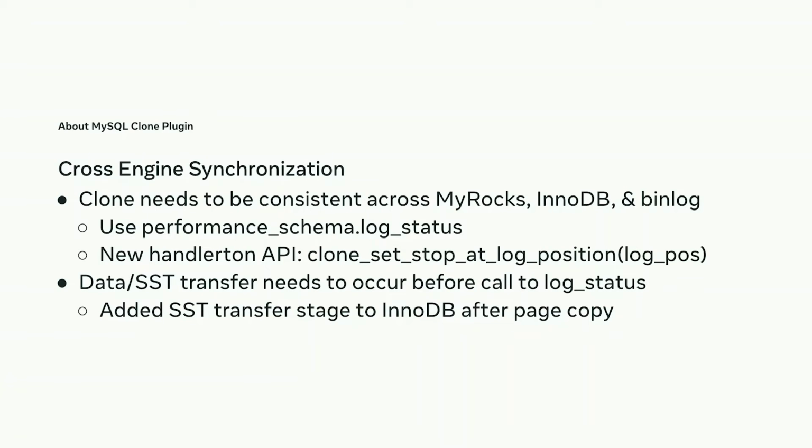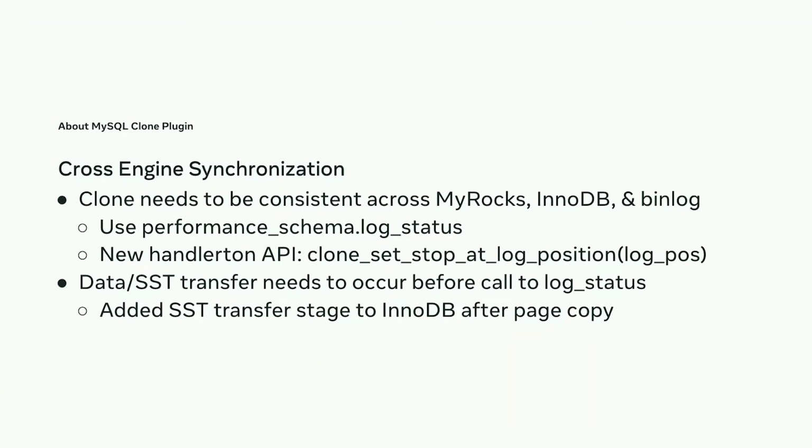So now we know that the synchronization happens in InnoDB. InnoDB and the binlog are already synchronized, but we also want to synchronize MyRocks with them. So what can we do? Here are the changes we've made to make sure that the synchronization happens among three engines instead of just two. We make use of the performance schema log status table to get the synchronization information of all three engines, and this information will be used as the synchronization point later. We add a new handler API called clone set stop at log positions. This function call is meant to, given the log status information, tell the engine what the cutoff point of the log is. We also add one more phase called the SST copy phase. We add this phase in between the page copy and the redo copy, and the synchronization point happens right after the SST file copy.